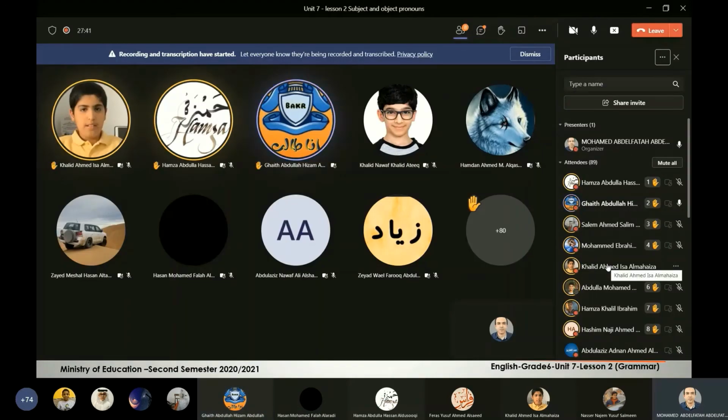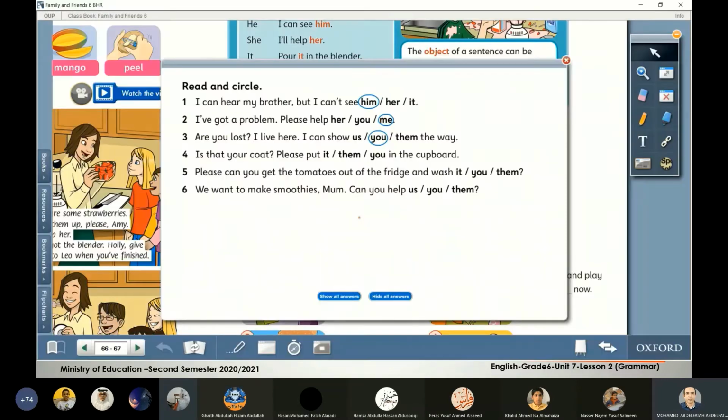So let's go to Salim Ahmed. Salim. I'm here, teacher. Salim, help us to answer number 4. We need the object pronoun. Is that your coat? Please put it in the cupboard. Your coat? Yeah, excellent. Good answer. Here the object is your coat. It's singular, so you have to use it. It's a pronoun that replaces the object coat. Is that your coat? Please put it in the cupboard.